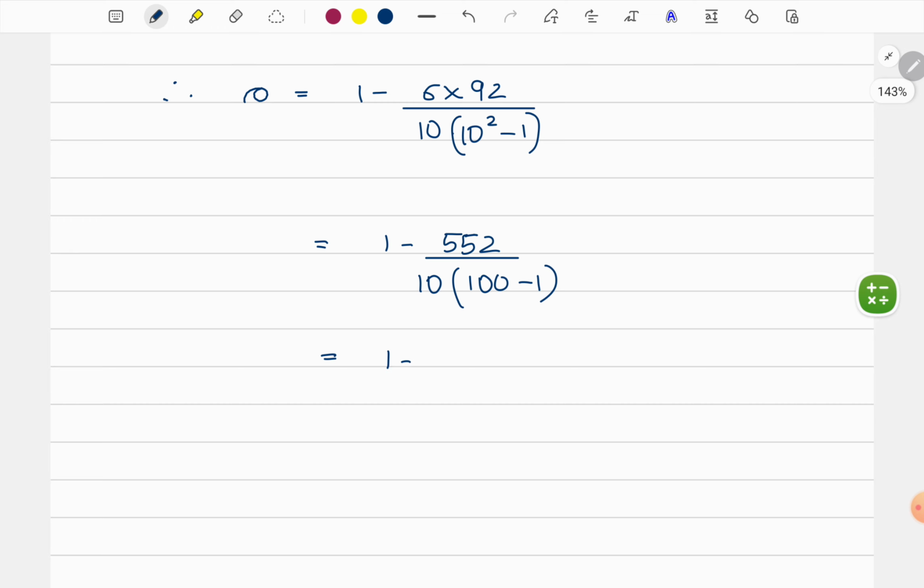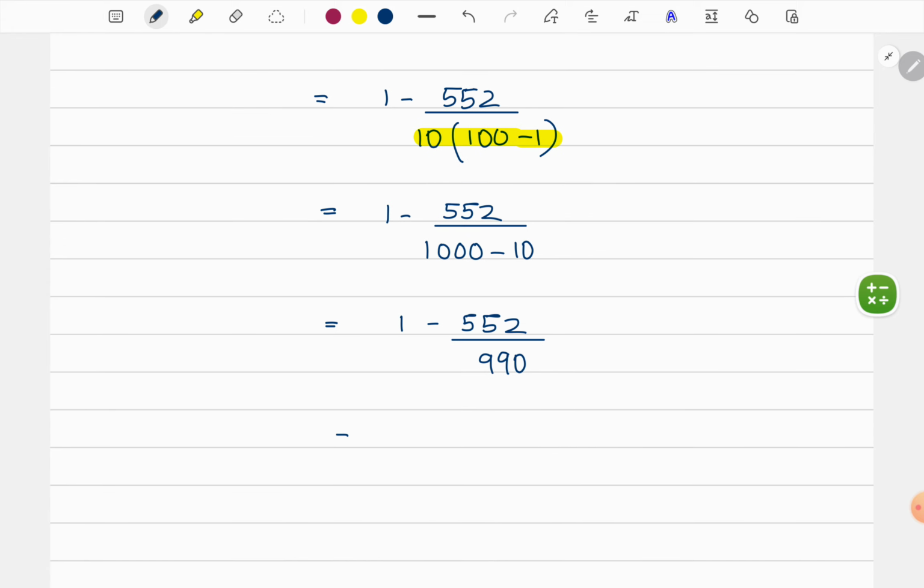Okay, so 1 minus 552 divided by, now we can open the brackets, in the sense we can do the multiplication. So first we just have to multiply 10 into 100, which comes to 1000. And then we have to subtract 10, because we are doing 10 into 1. So minus 10. Okay, now we solve it further. 1000 minus 10 becomes 990. Now we have to remember the 1 is outside.